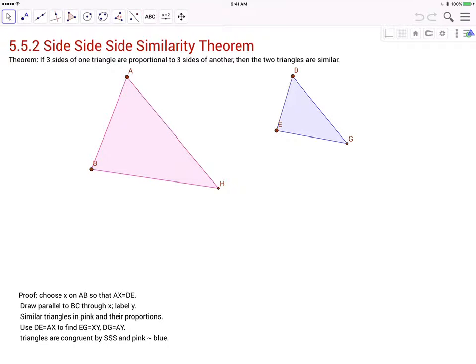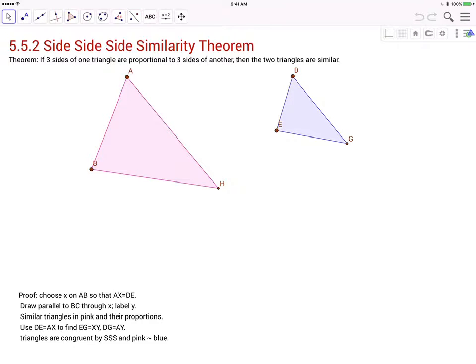All right, this is 5.5.2. Final theorem in this chapter, side-side-side similarity, which says if three sides of one triangle are proportional to three sides of another, then the two triangles are in fact similar.